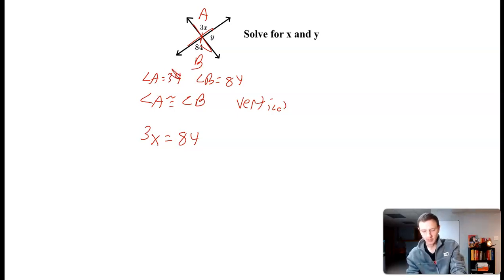because in my scenario here I'm calling angle A 3x and angle B is 84 degrees. Sorry, did I say 34? I meant 3x, not 34. 3x. Angle A is 3x, and angle B is 84. So those are vertical angles, so we can set those equal.